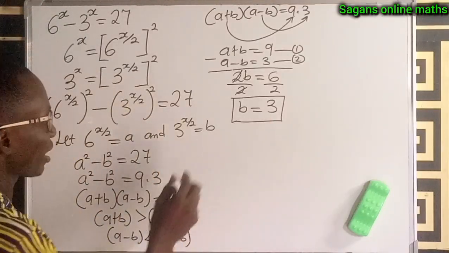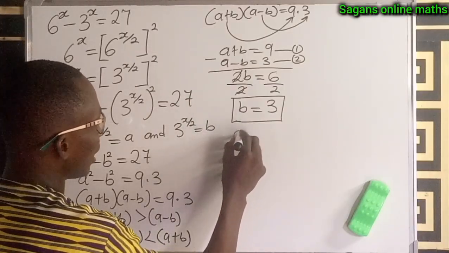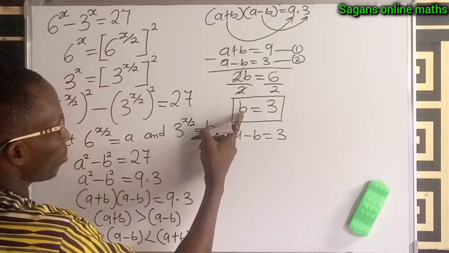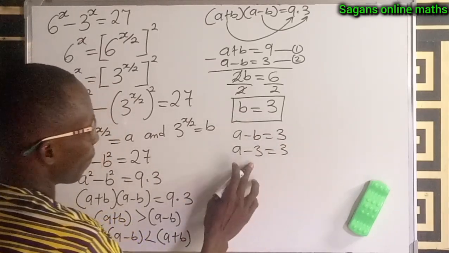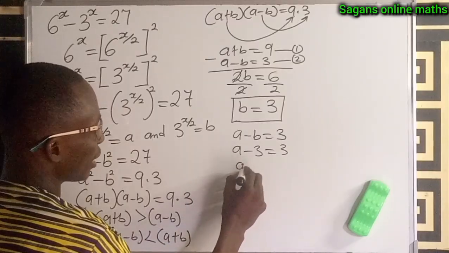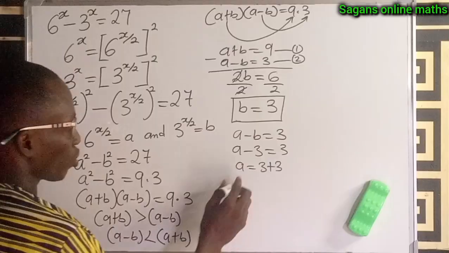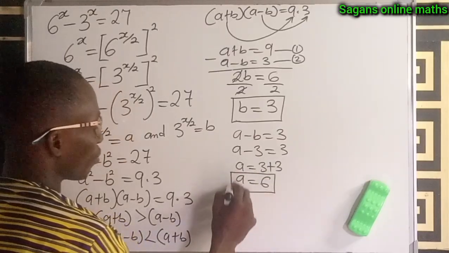Let's know the value of b and a. We know that a − b = 3 from equation 2. And our b is 3. It means that a − 3 = 3. By adding 3 to both sides, it means our a is equal to 3 plus 3, and 3 plus 3 is 6. So our a is equal to 6. This is the value of a.